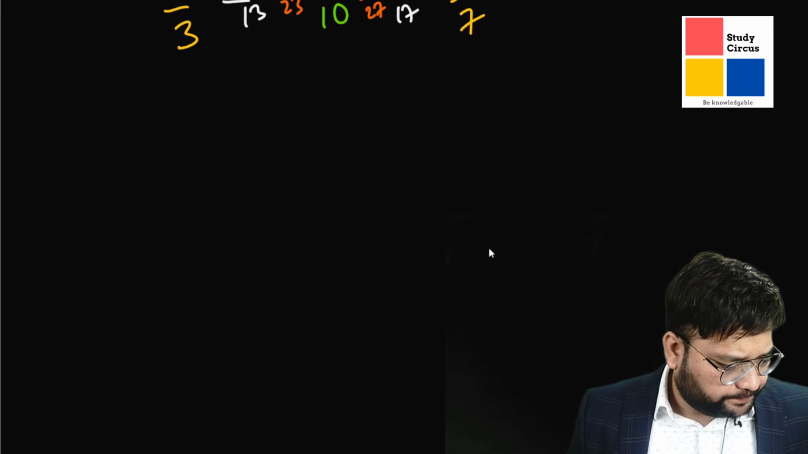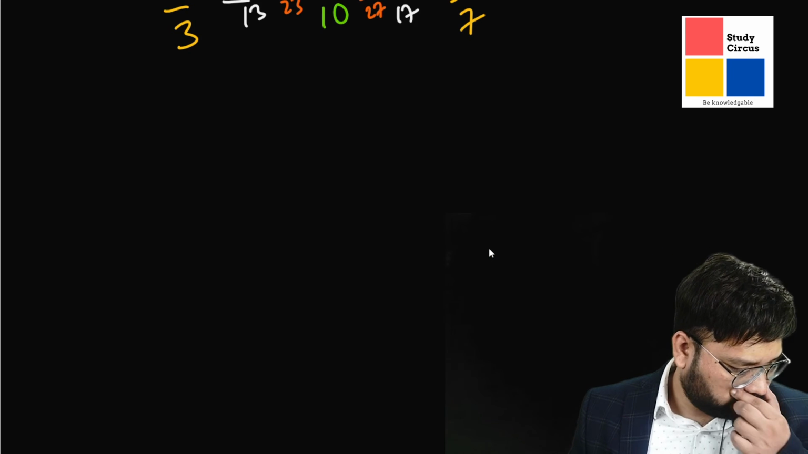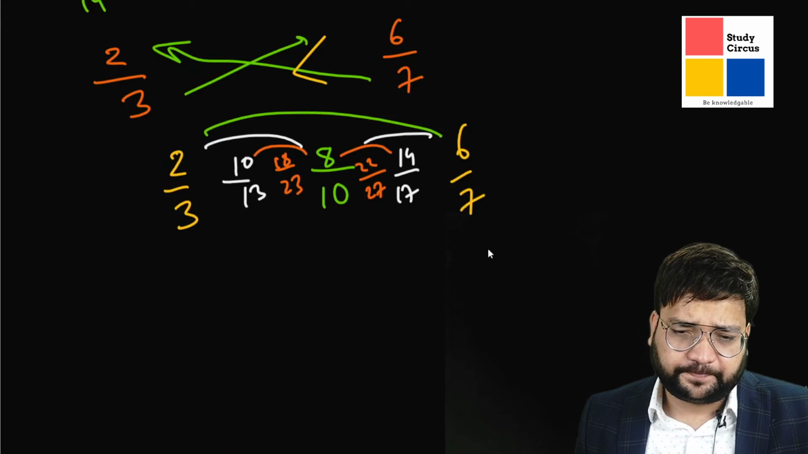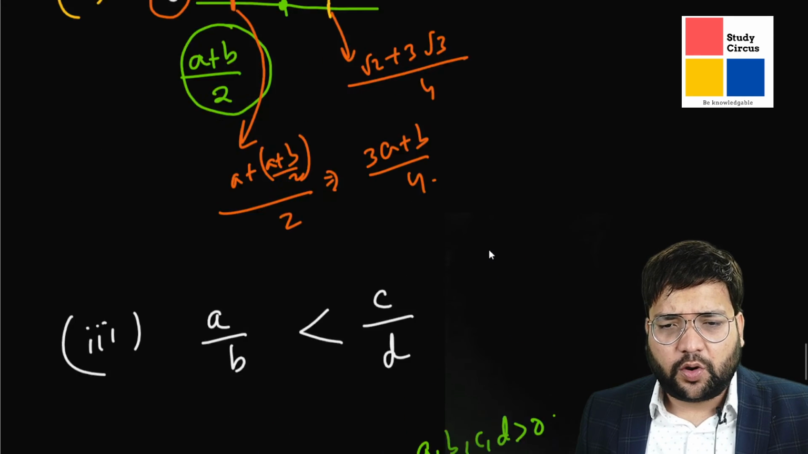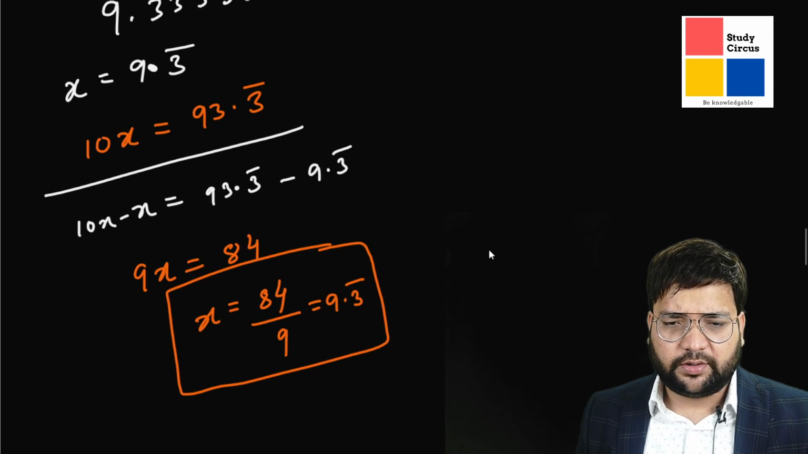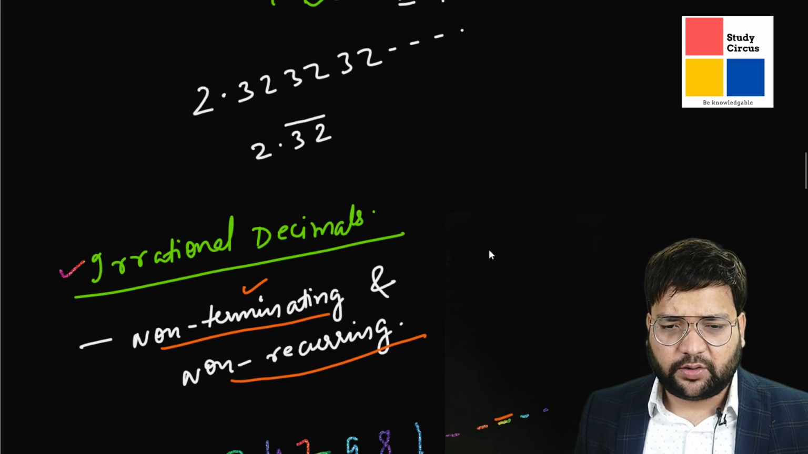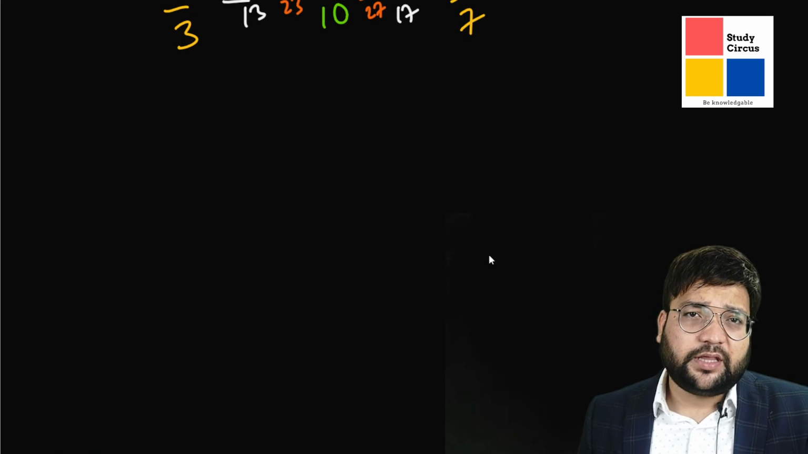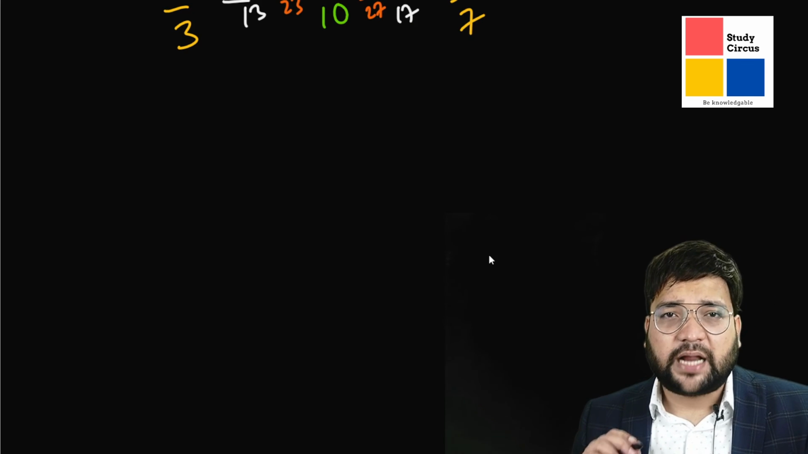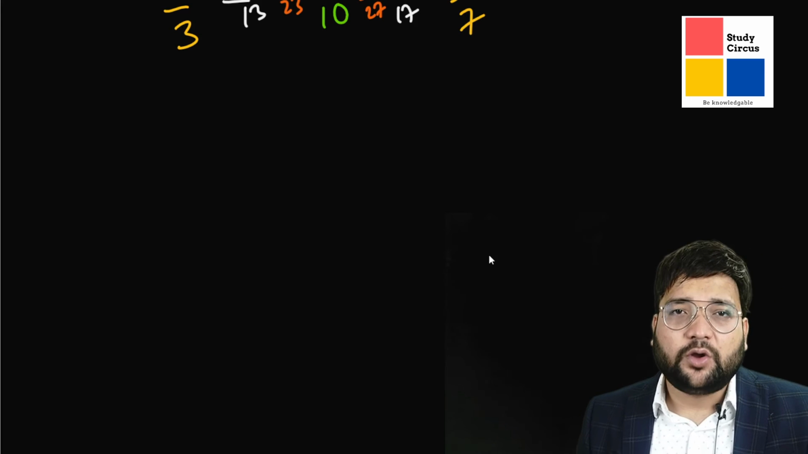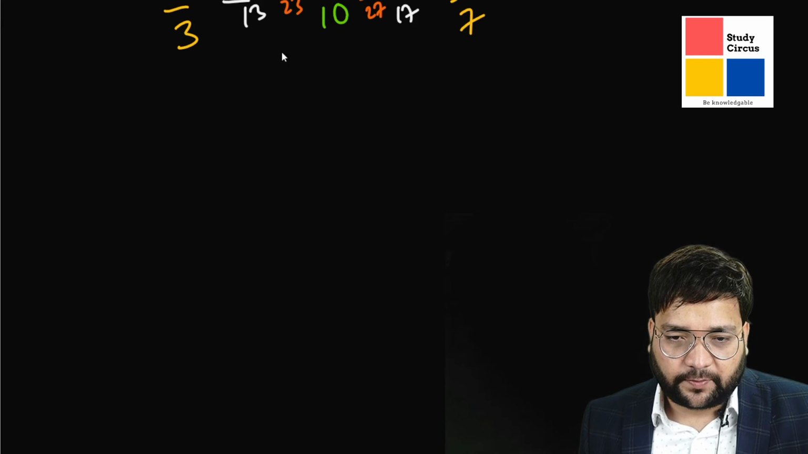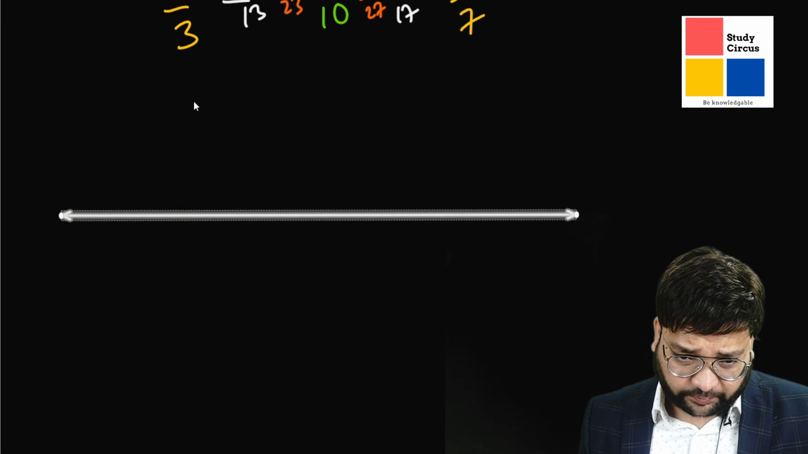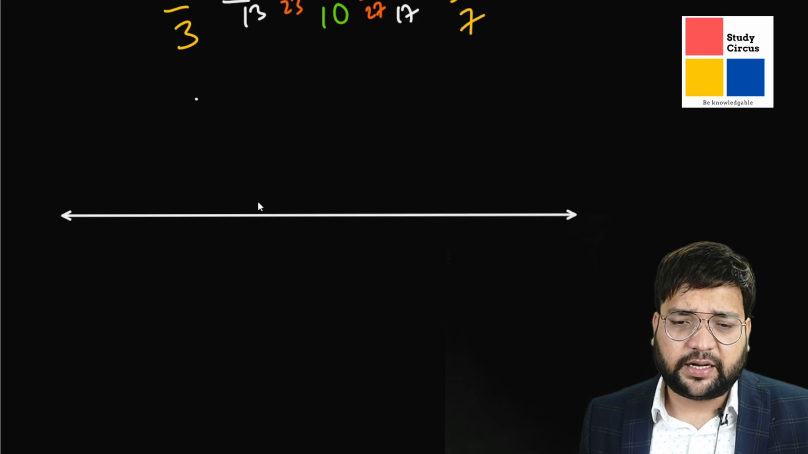Now, irrational numbers. So we saw how to find numbers in between two given numbers, rational or irrational, also we can find out. Okay, fine. Now I have said that the real number line has rational numbers as well as irrational numbers on it, right? If this is the real number line, it will have rational numbers and irrational numbers as well.